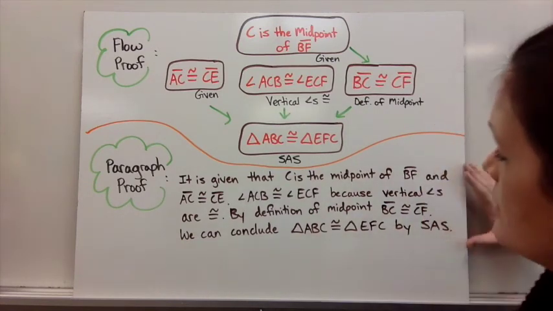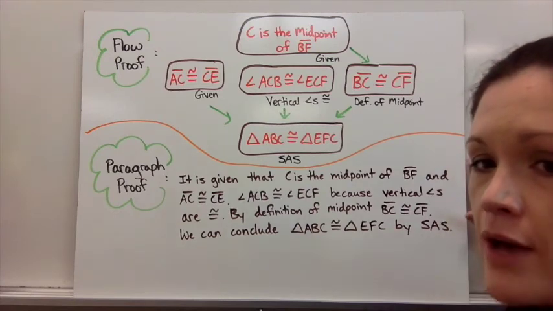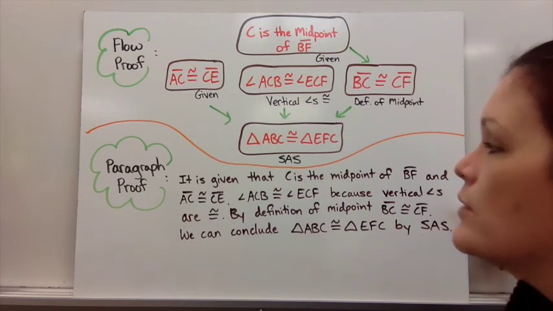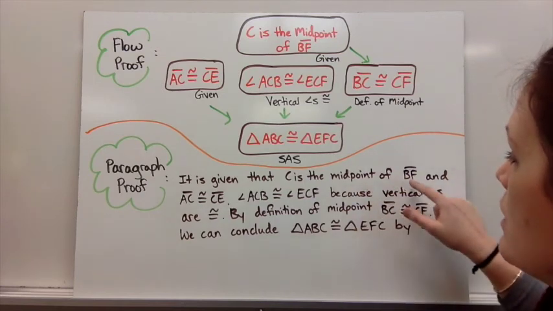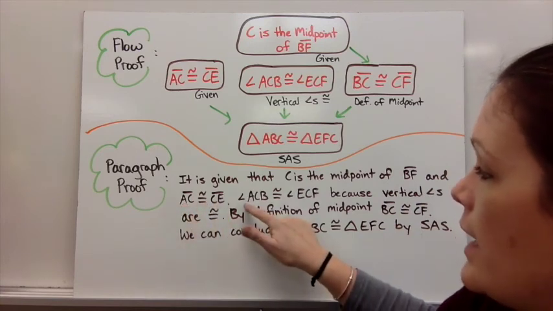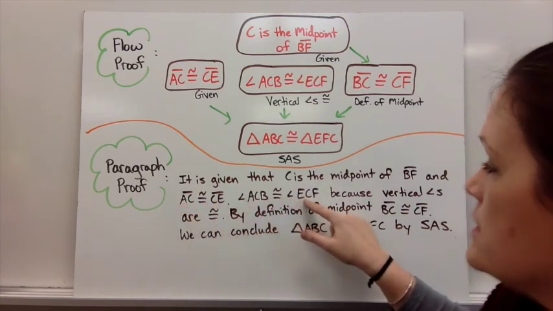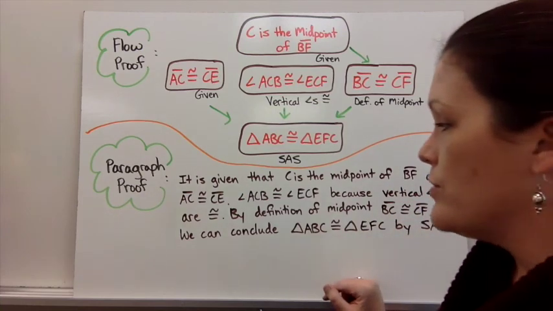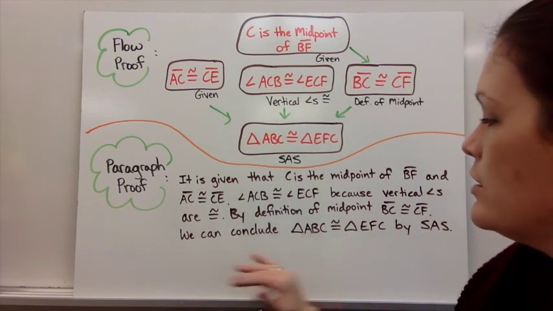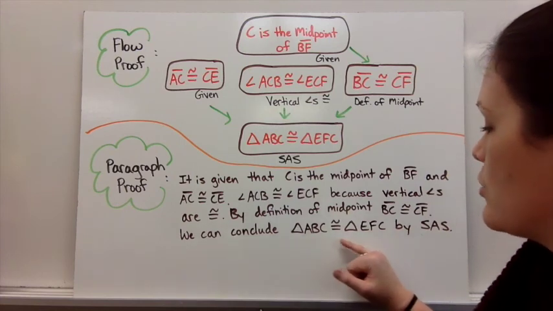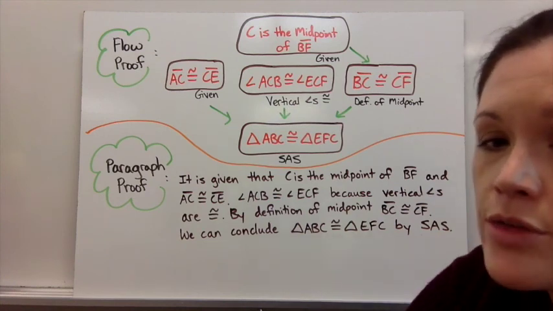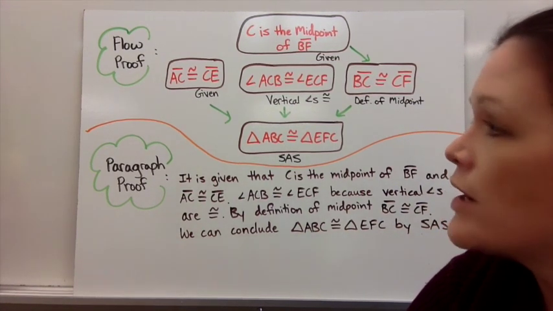So then the last method is the paragraph proof. Again, we've talked about how this is the least formal method, but it is another method we could use. So it is given that C is the midpoint of segment BF, and AC is congruent to CE, and angle ACB is congruent to angle ECF because vertical angles are congruent. By definition of midpoint, BC is congruent to CF, and we can conclude that triangle ABC is congruent to triangle EFC by side, angle, side. So those are our three methods for proving that these two triangles were congruent.